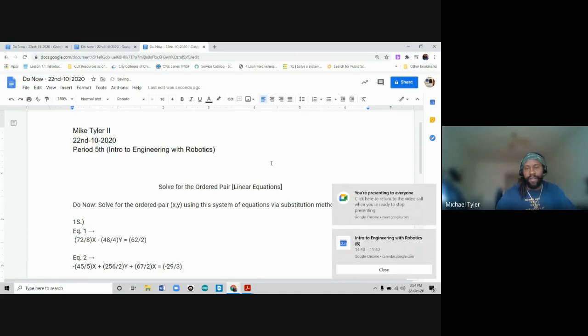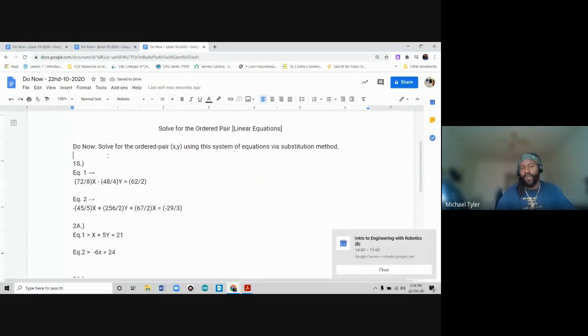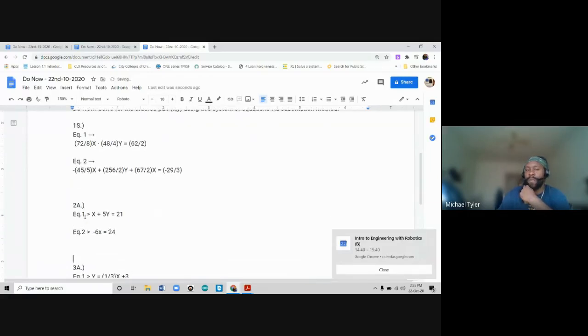What it's supposed to say is, do now: solve for the ordered pair x comma y using the system of equations via substitution method. Now, these are the system of equations. These are the first set of equations for you guys. This will be the second set of equations. And then there's one more, because you're getting a little bit of practice using the simulator in case you're rusty at your algebra.